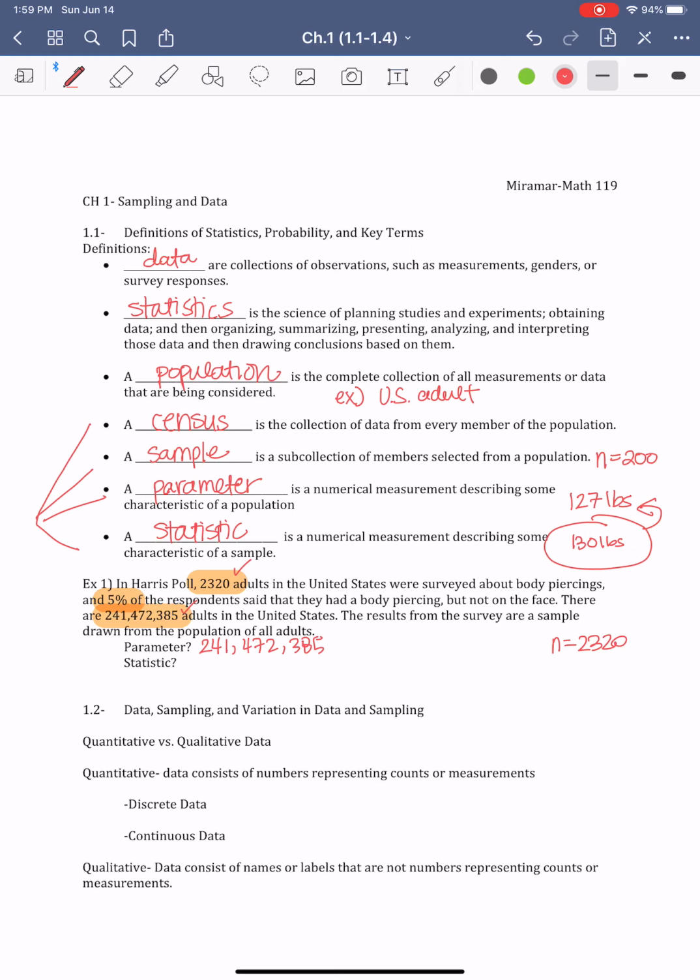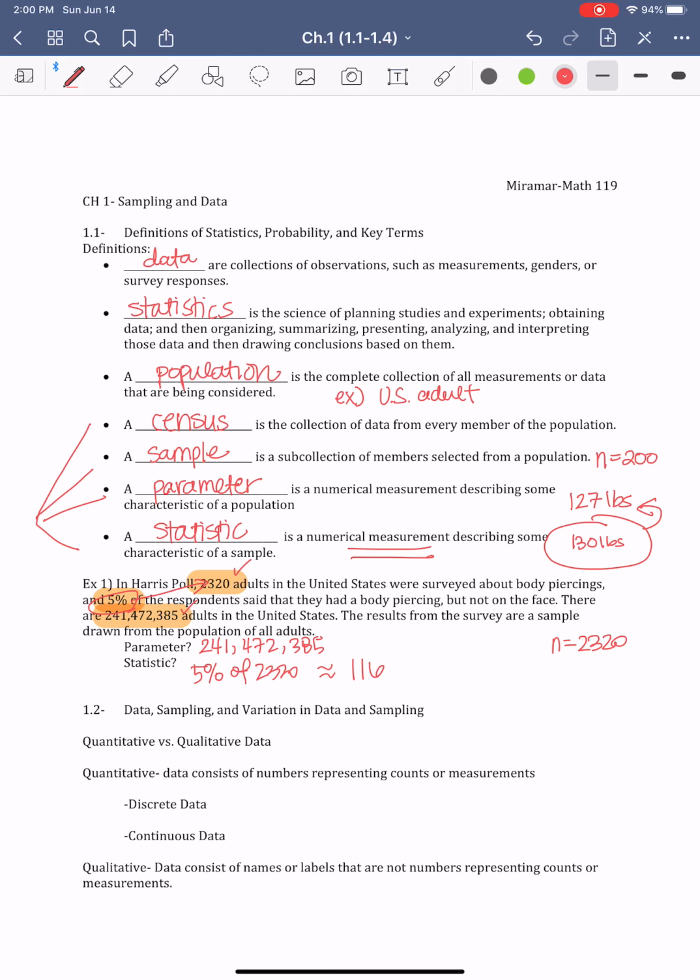So it tells you the numerical measurements describing some characteristic of a sample. The 5% of the respondents said that they had a body piercing. Again, some characteristic of a sample. So you're going to take the 5% of what? The surveyed number. So 5% of 2,320. Now that's approximately, using a calculator, 2,320 times 0.05, 116. Okay, so here you have to do a little bit of calculation.